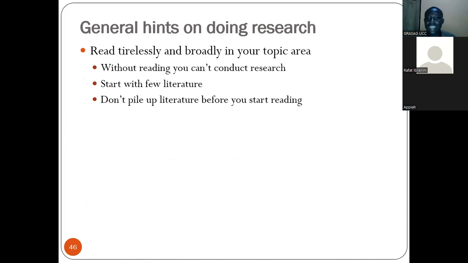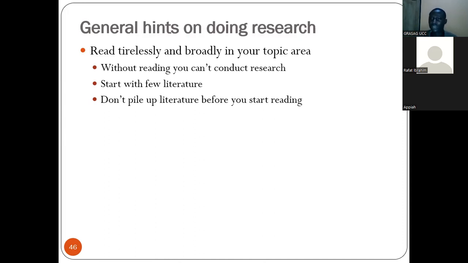Say, read tirelessly and broaden your topic area. Here, you need to download as much literature as you can get, especially the periodicals and published articles. If you have a chunk of them, read more about the area, so that when you are done and say, oh, I've done something about water access, child labor, conflict, when anyone raises a theory or any concept in that area, at least you are abreast with it.